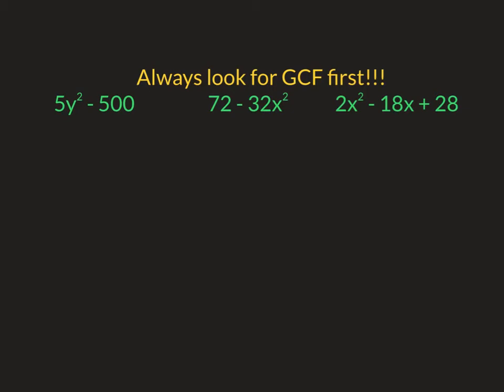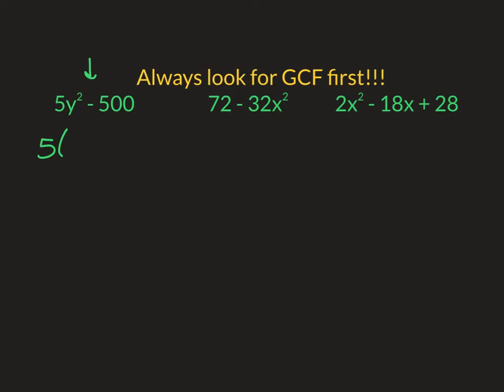And that is this. We should have probably started with this instead of starting with what we did yesterday, but you need to always look for GCF first. GCF is huge, right? Always look for that. For example, this first one right here, I can take out a 5. The 5 is the greatest common factor.